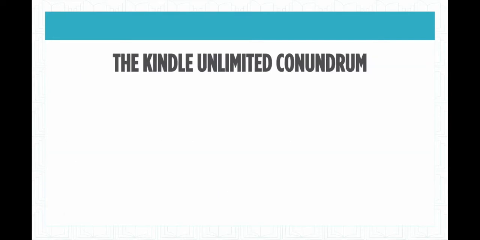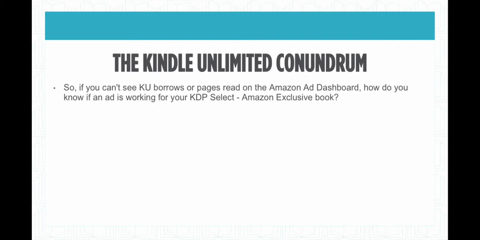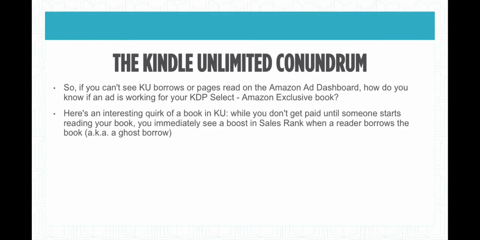Now, there's a problem with a book that's in Kindle Unlimited, right? You can't see KU borrows. You can't see pages read on the Amazon ad dashboard. So how do you know if an ad is working if your book is exclusive to Amazon, it's in KDP Select? How do you know if the ad is actually leading to people reading your book? So this is an interesting quirk. A lot of people don't know this.